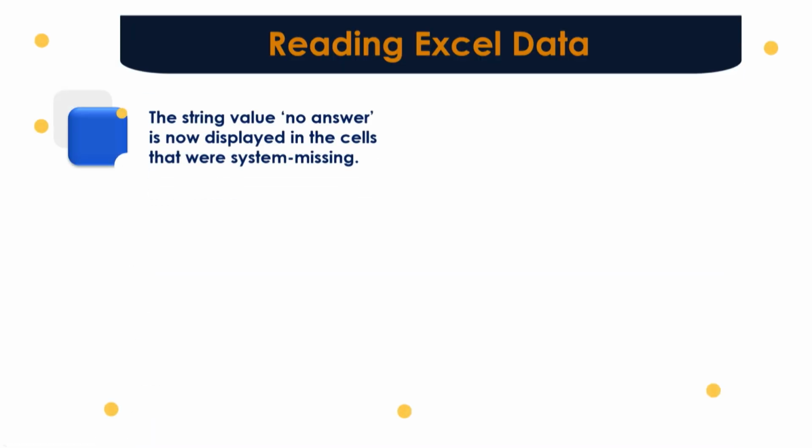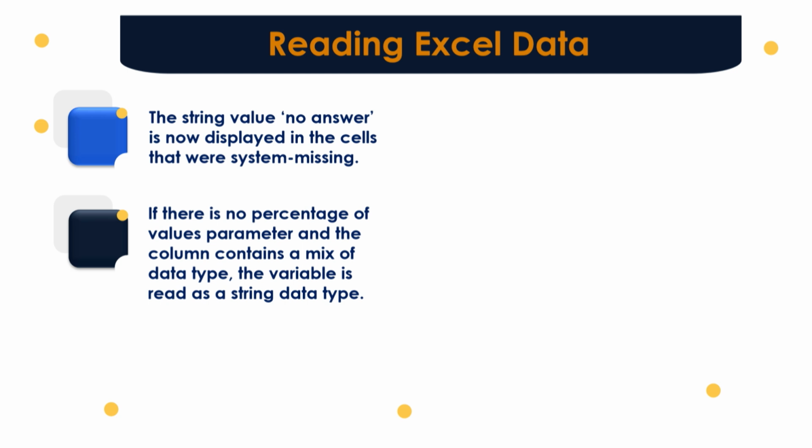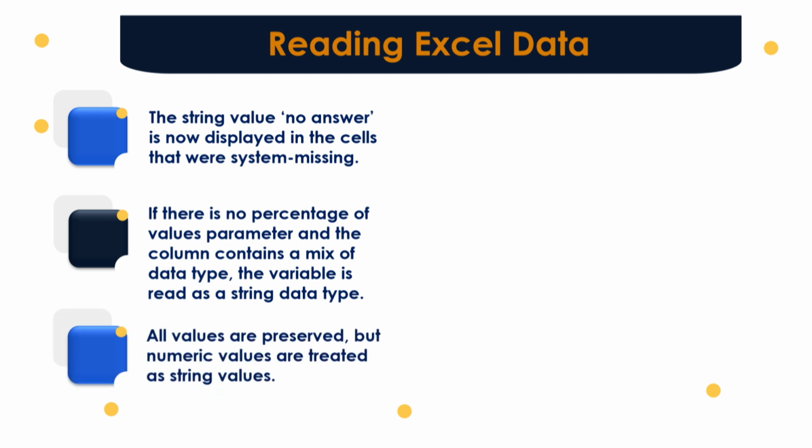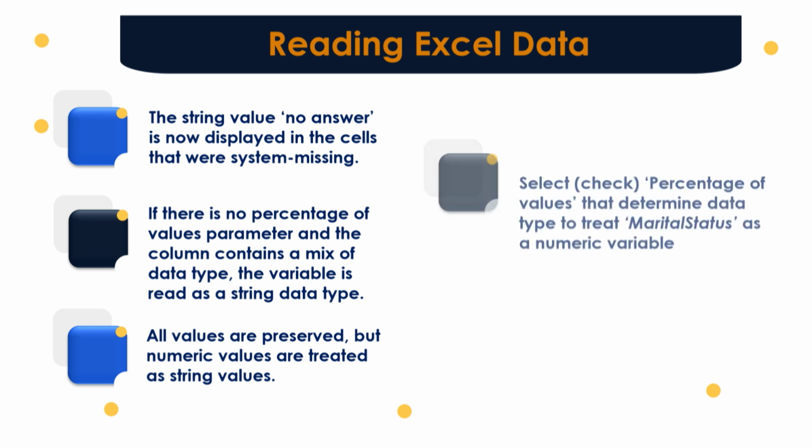The string value no answer is now displayed in the cells that were system missing. If there is no percentage of values parameter and the column contains a mix of data types, the variable is read as the string data type. All values are preserved, but numeric values are treated as string values.